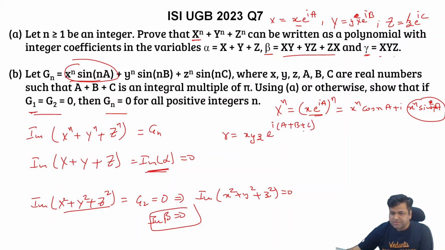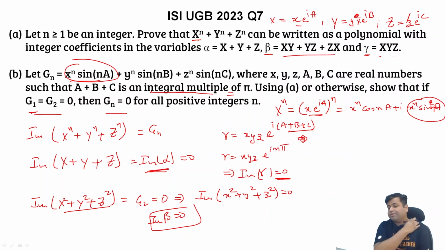होपफुली ये समझ में आना चाहिए. अब क्वेश्चन में गिवन था a + b + c is an integral multiple of π. तो क्योंकि a + b + c अब nπ है, तो we can say this is actually equal to xyz into e^(iηπ). तो that means imaginary part of γ will also be 0. ठीक है. Imaginary part of γ भी 0 होगा. ये बात समझ में आ रही है? यहाँ तक क्लियर है? ठीक है. होपफुली यहाँ तक क्लियर होना चाहिए. ठीक है.